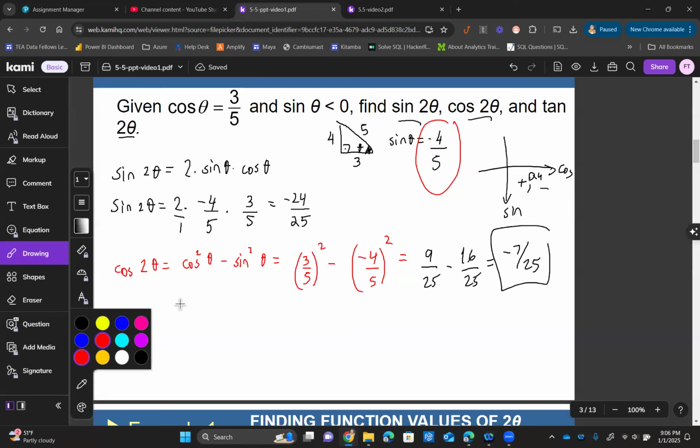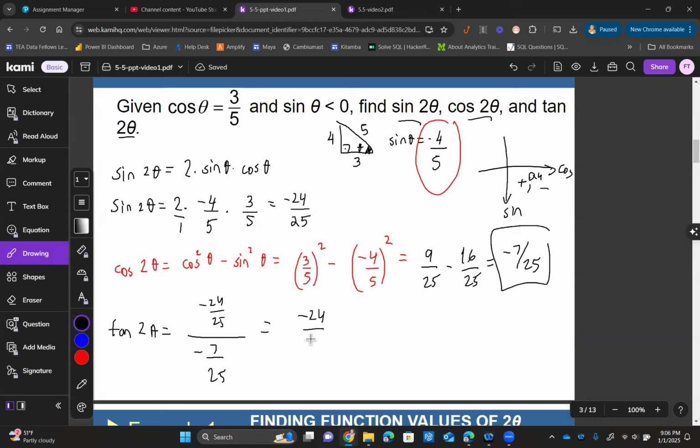Now for tangent of 2 theta, since I have the sine of 2 theta as negative 24 over 25, and cosine of 2 theta as 7 over 25, I can just take the ratio of these two values because tangent is always equal to sine over cosine. So copy the first one, multiply it by the reciprocal of the other one.